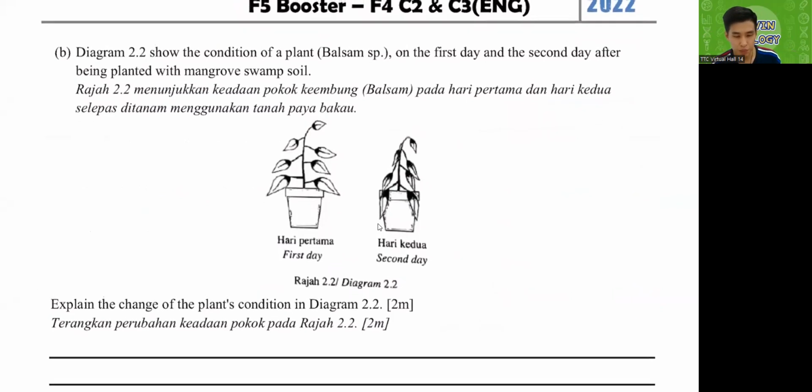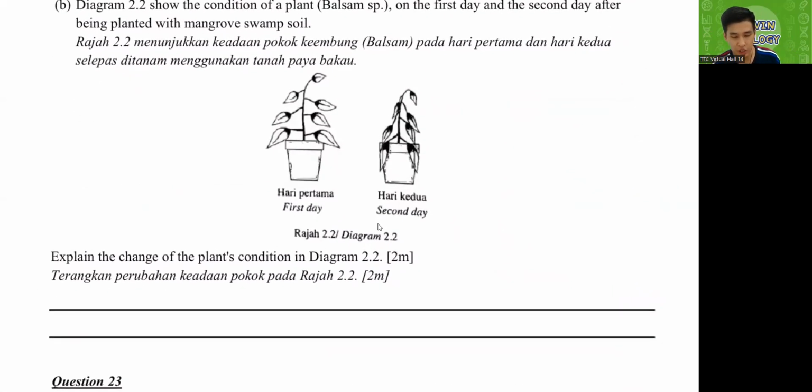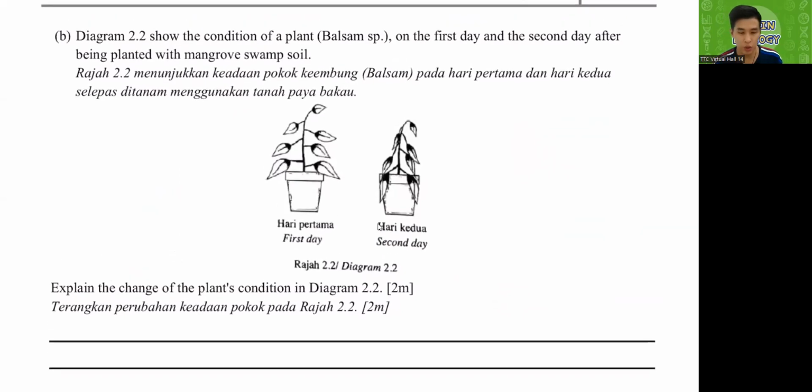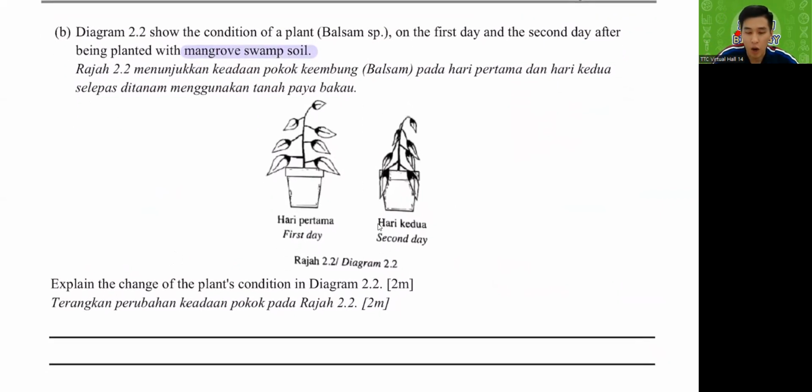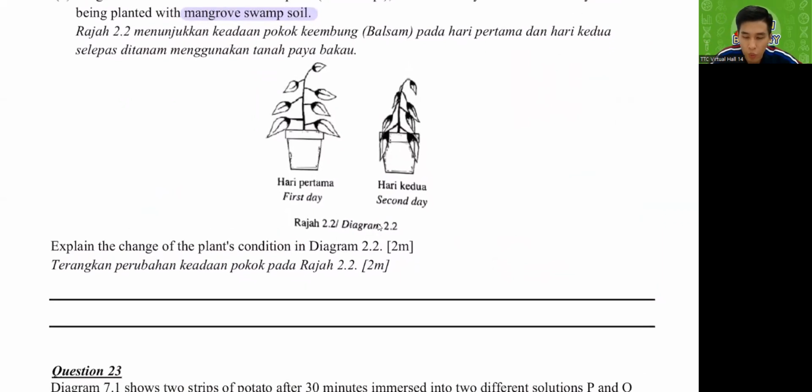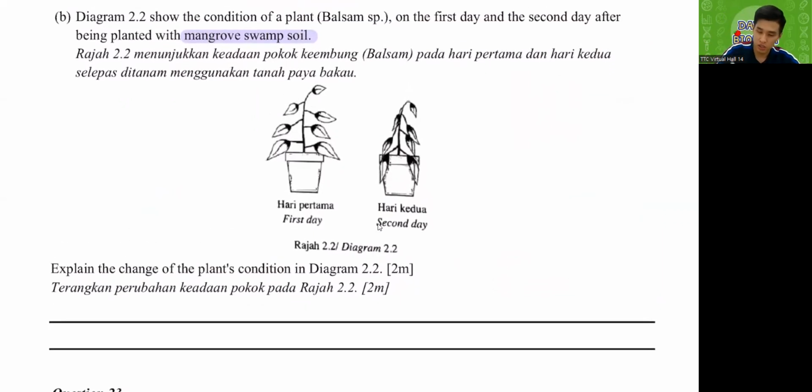Next, explain the change of the plant's condition in 2.2. So they say this plant, right? Diagram 2.2 shows the condition of the plant on the first day and the second day after being planted with mangrove swamp soil. So we learned about this reason, right? Mangrove swamp soil is salty, correct?